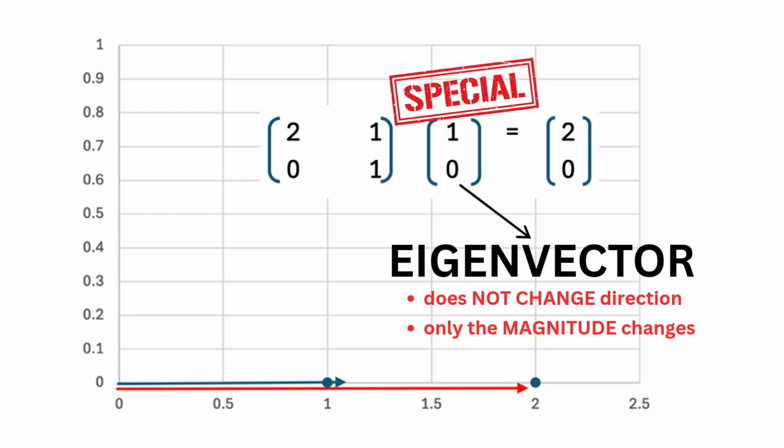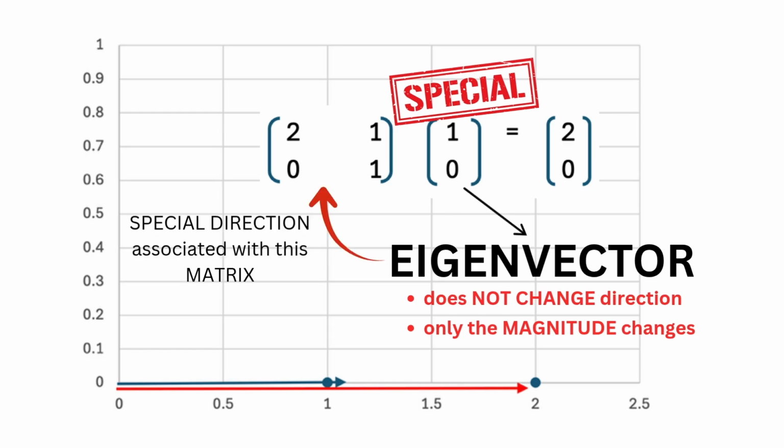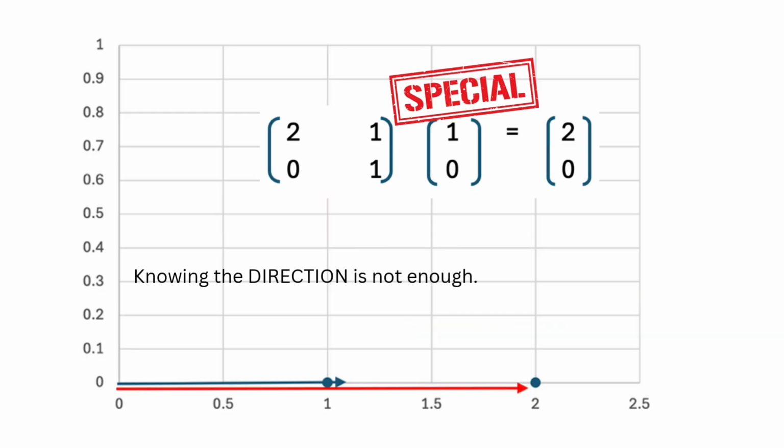An eigenvector is a direction that naturally belongs to a matrix. It's a direction the matrix, quote-unquote, prefers, meaning it's the matrix's own direction or characteristic direction. So from the previous discussion, knowing the direction isn't enough. We also want to know how much the matrix stretches it. That amount is called the eigenvalue.